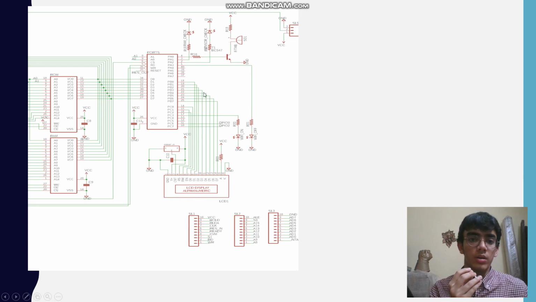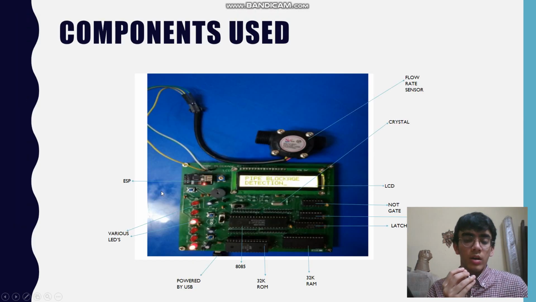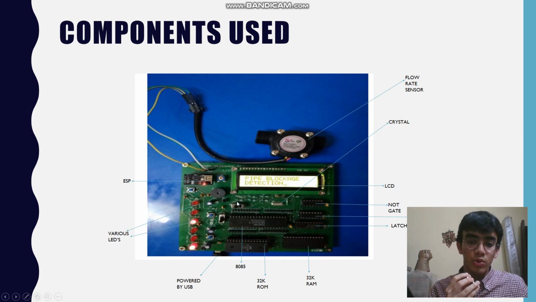And that is all about the schematic diagram of the whole system that is involved here, the pipeline blockage detection system. This is how the actual components look that are being used in the system. This is the USB which powers the whole circuit, the 8085 around which the other components are centered, and the 32K RAM and the 32K ROM memory elements.